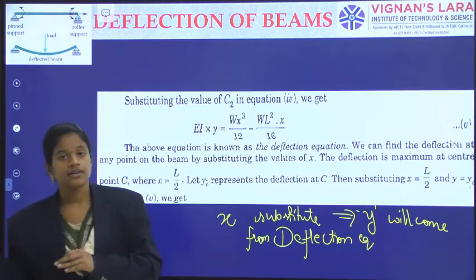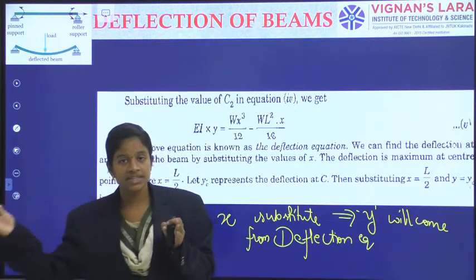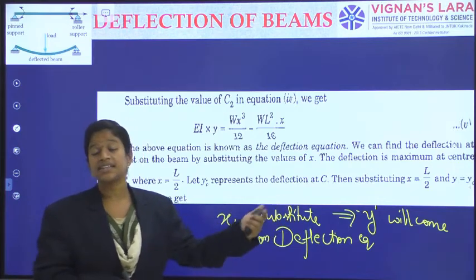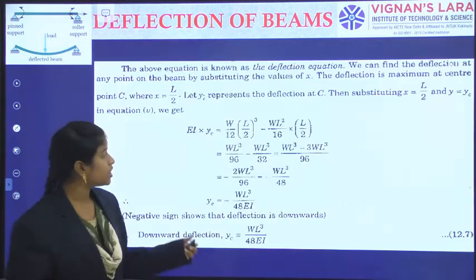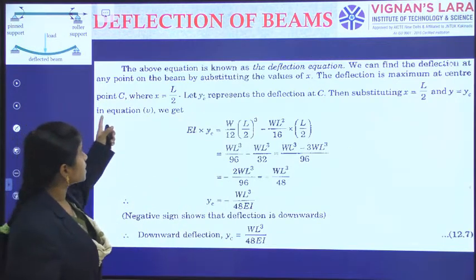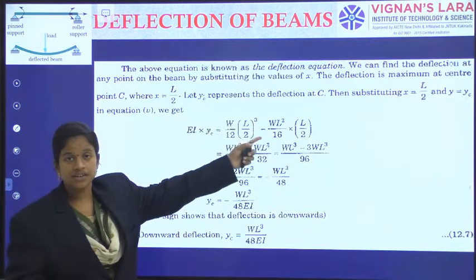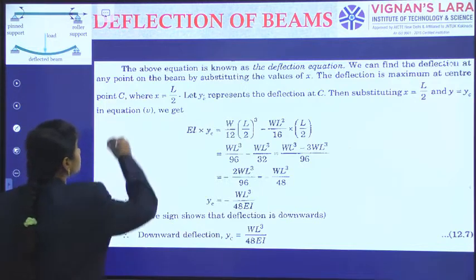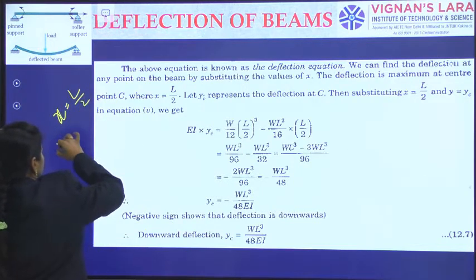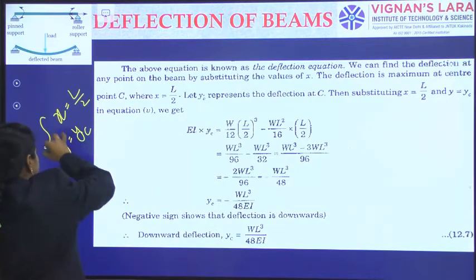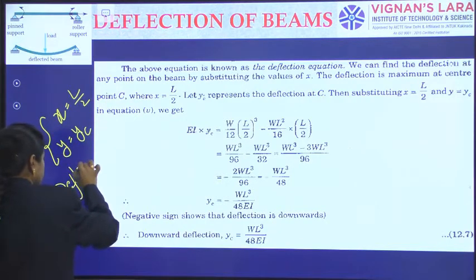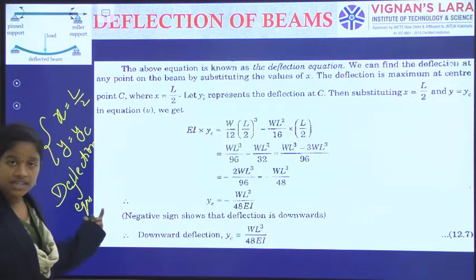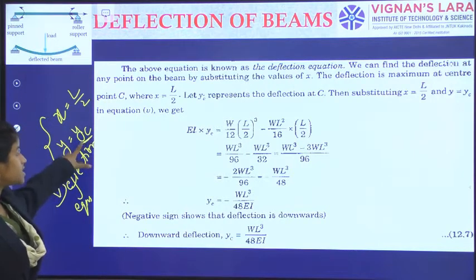Where C is located, from the left hand side it is at L by 2 distance. That means it is at x is equal to L by 2. So at x is equal to L by 2, the corresponding deflection is indicated as yc. Now substituting in the above equation, x is equal to L by 2 and y is equal to yc for C point. The deflection equation will help us to calculate this yc.